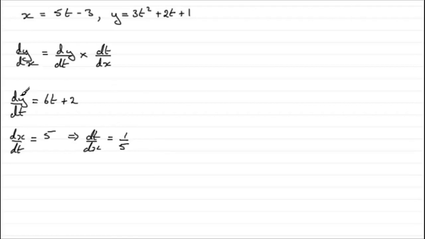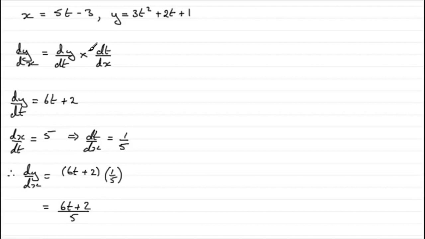So we can put these two ideas together and find dy by dx. Therefore we have that dy by dx equals dy by dt, which is simply 6t plus 2, and we multiply that by dt by dx, the 1/5. And what you end up with is 6t plus 2 all over 5.